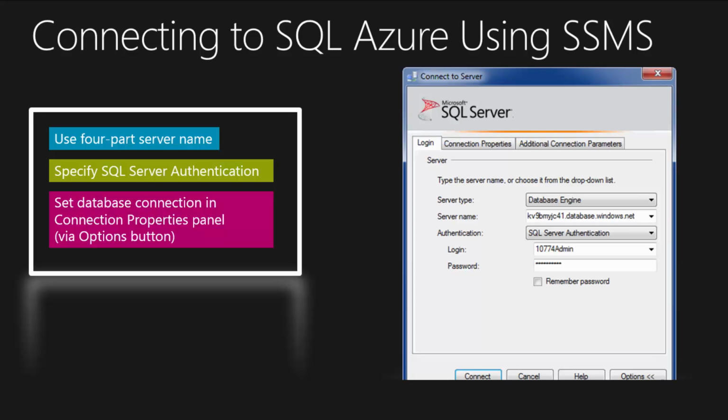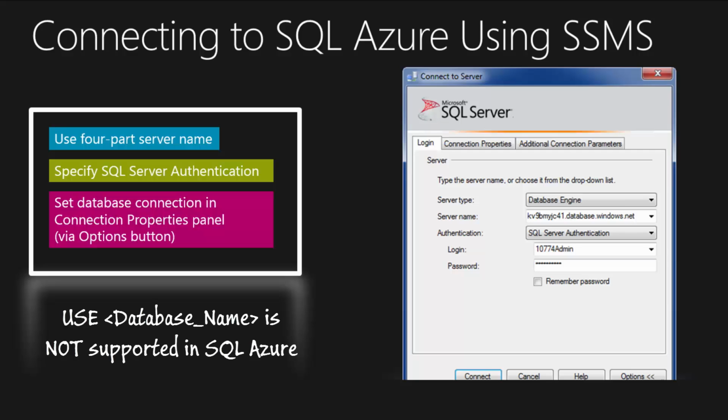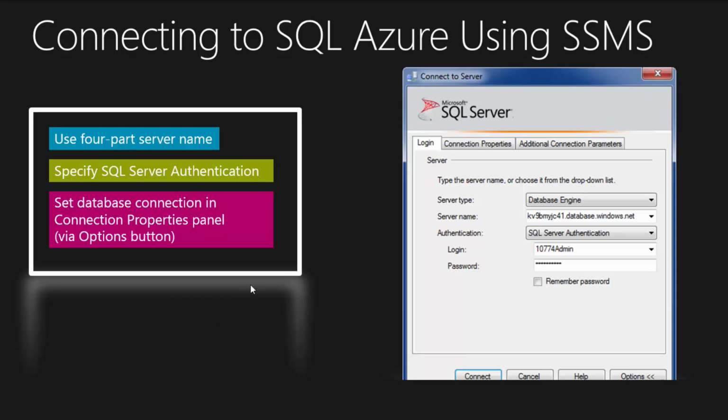Remember that once a connection to a user database is made, you cannot switch to another database without disconnecting and reconnecting to the next database. Switching from the master database to a user database is supported by Management Studio's user interface, but not in the code with the use statement. Now let's see how to connect to SQL Azure using SQL Server Management Studio.